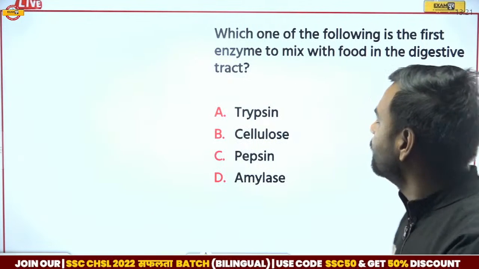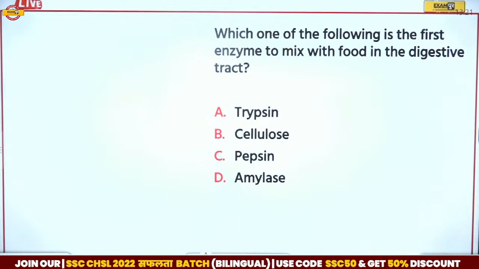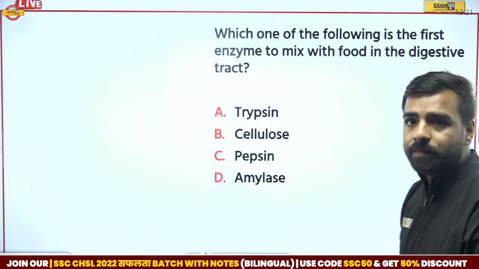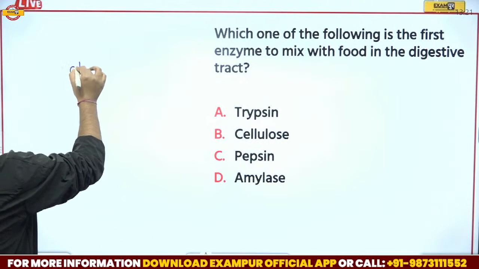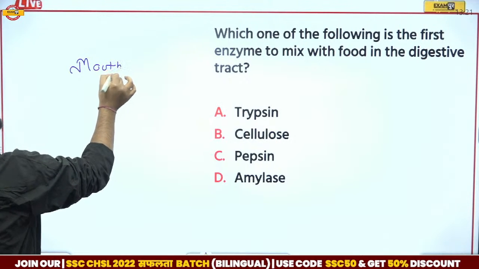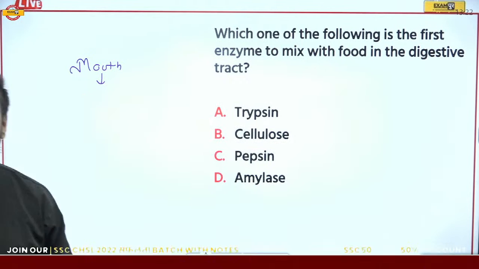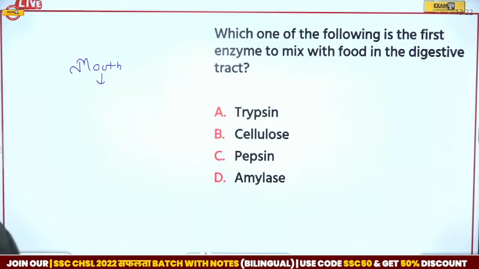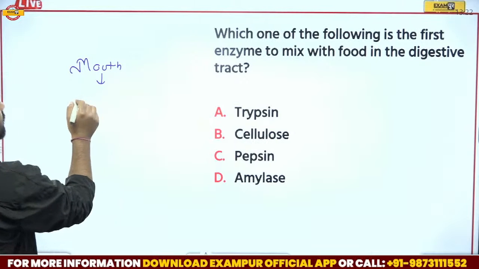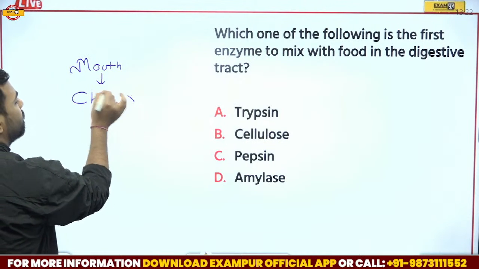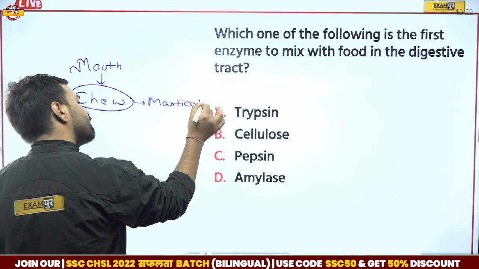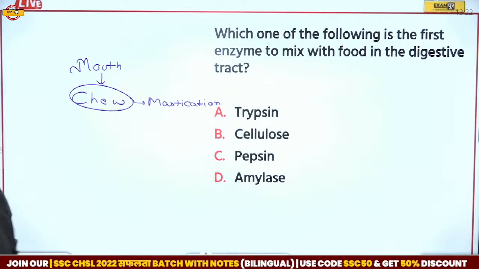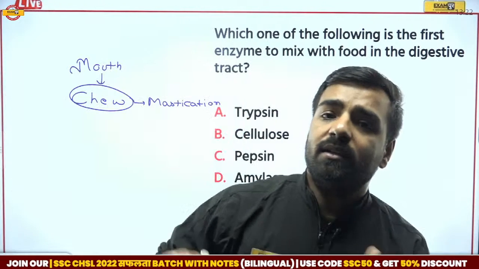So yes, which one of the following is the first enzyme to mix with food in the digestive tract? Is it trypsin, cellulose, pepsin or amylase? Till the time you are giving me the answer, let me tell you. When we talk about the mouth, it is the first place from where digestion actually starts. Why do we say so? The first thing that we do is chew our food, and this process is known as mastication. Now, what will happen? Whatever you have eaten, there might be several nutrients, different things.